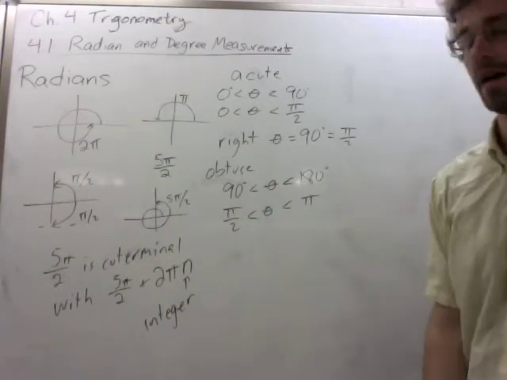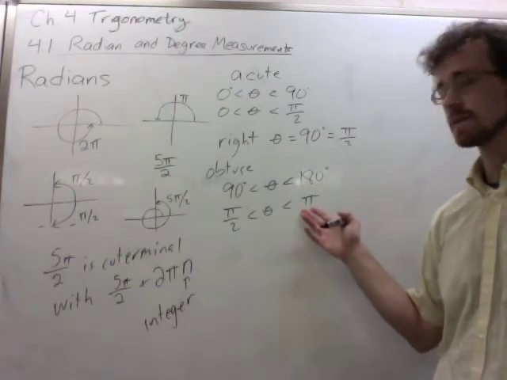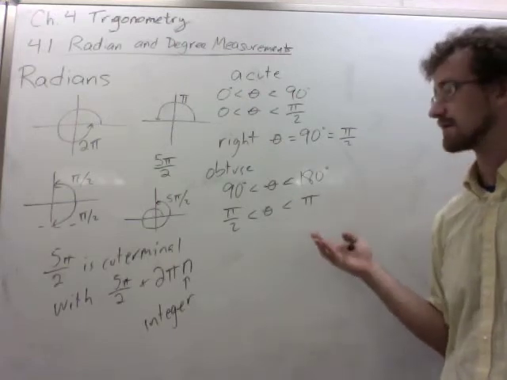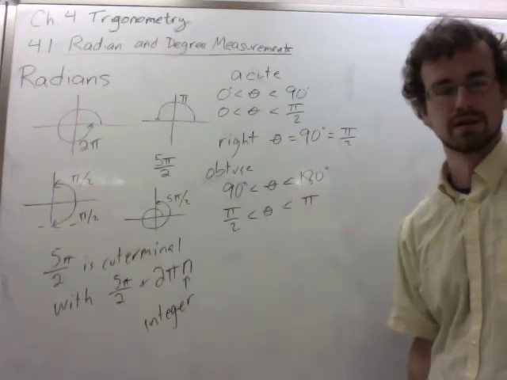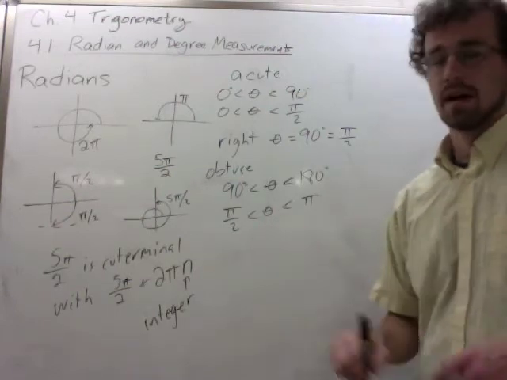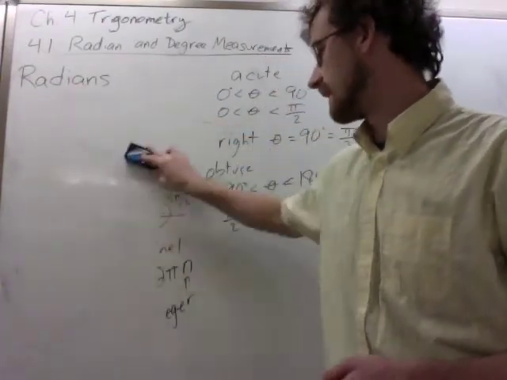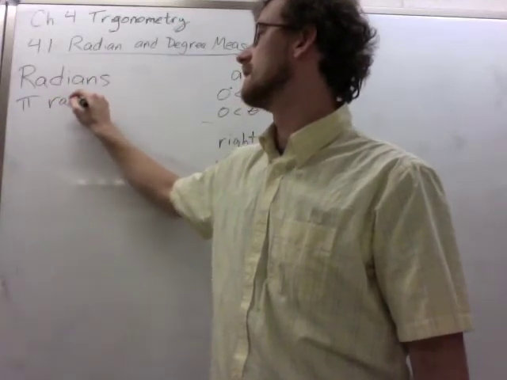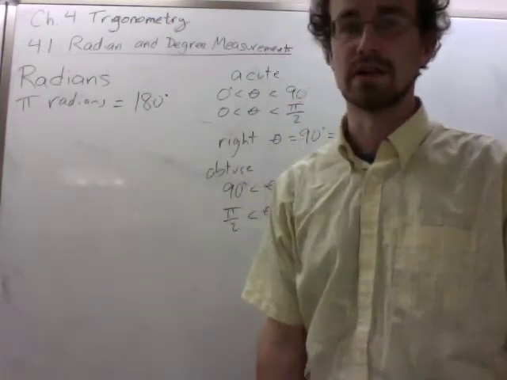For whatever reason, when we're talking about radian angles, we don't include a unit. We just say pi, and it's understood that we're talking about radians. Whereas with degrees, we need to put the little degree symbol up there. I'm not really sure why that is, but it is. And this also motivates our equivalency between radians and degrees. So pi radians is equal to 180 degrees.